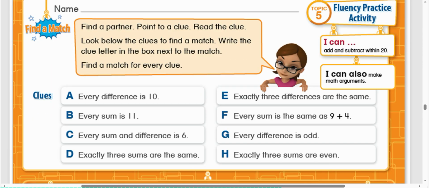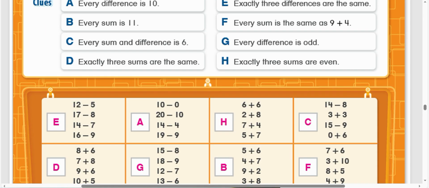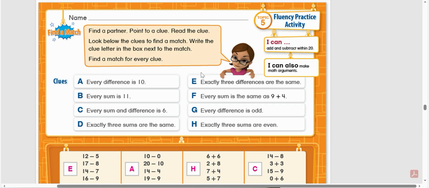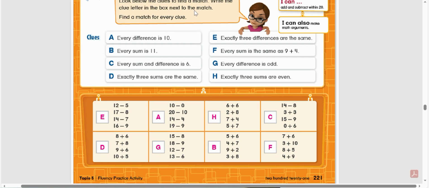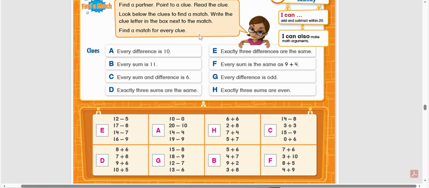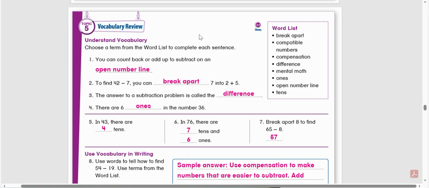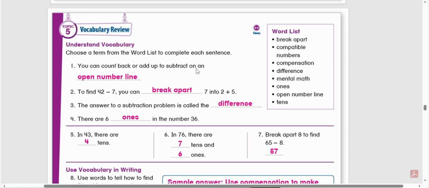You can check your answer about this activity, okay? Fluency activity, you can check the answer and play. You can check your answer on page 221, okay? It's a very easy question. Find the answer and then check exactly true or false. You can use open number line. You can count back or add up by using open number line.